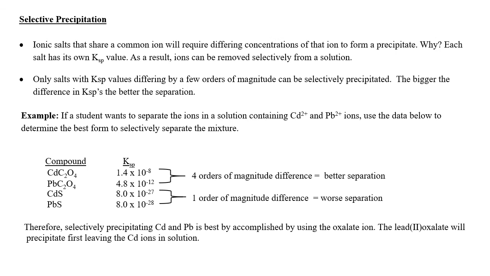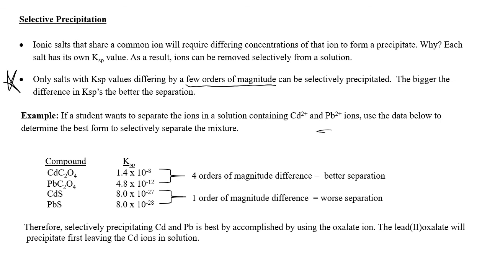Next, we're going to discuss selective precipitation. So, ionic salts that share a common ion will require different concentrations of that ion to form a precipitate. Each salt has its own KSP value. As a result, ions can be removed selectively. The key here to solving all of these problems is by looking at the KSP values. You need a few orders of magnitude, meaning powers of 10, to be selectively precipitated. The bigger the difference in the KSP values, the better the separation.